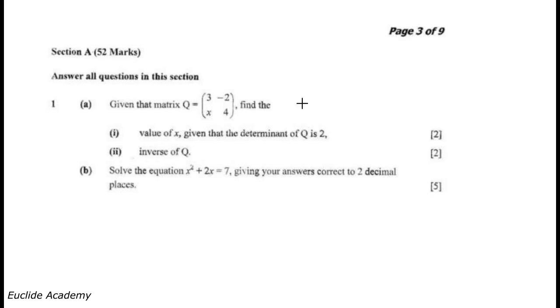Okay, so first of all we're going to look at the first part, which says given that the matrix Q is equal to 3, x, -2, 4, find the value of x given that the determinant of Q is 2. Alright, so you have to look at the marks you've been given here. We've got 2 marks here and 2 marks for this. So let's get into it.